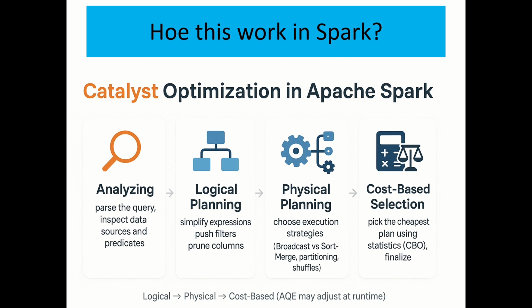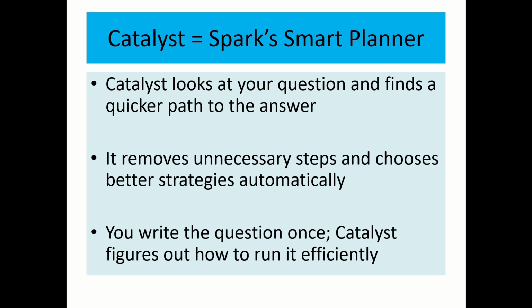So yes, let's move forward. We can say Catalyst equals Spark Smart Planner. What does that mean? You can think of it as something you already have which can plan things for you. Consider it a Spark brain, which will pick or do things for you. It plans what needs to be done and the best way to do things.